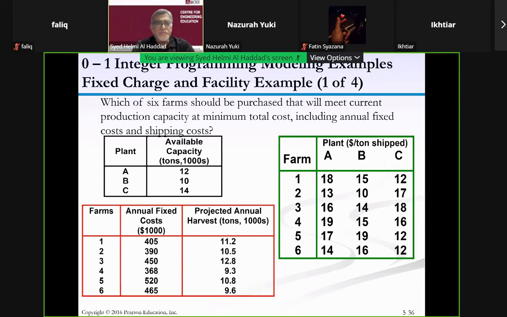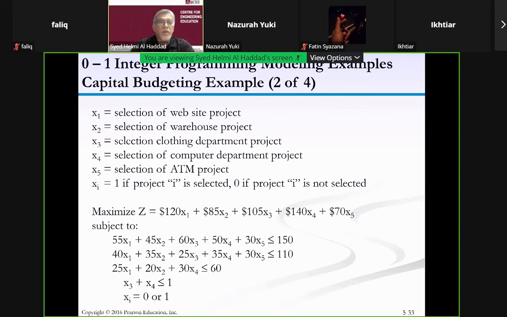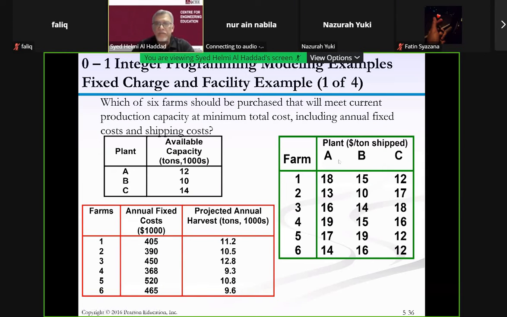What about the plant? Plant is about tonnage, so if you look at here, our equation, we have the objective, right? As mentioned just now. We have X value and also Y. X is the shipping for the plant. We have all the ship from farm to the plant A or B or C, and then we also have the fixed cost for annual fixed costs. So this is X and the other one is Y.